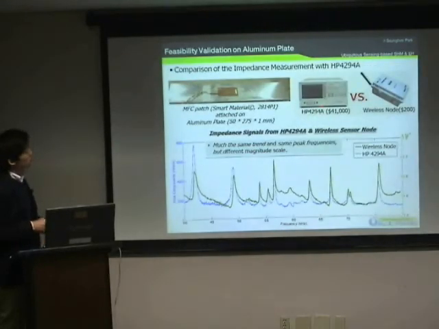Okay, actually in the conventional technique, we are using a very expensive analyzer, but our sensor node costs only $200. So we can save money to employ this SHM system, but the performance is very similar. They show much the same trend and the same peak frequencies, but different magnitude scale. But magnitude scale is not important. Just peak frequency information is important in our SHM applications.